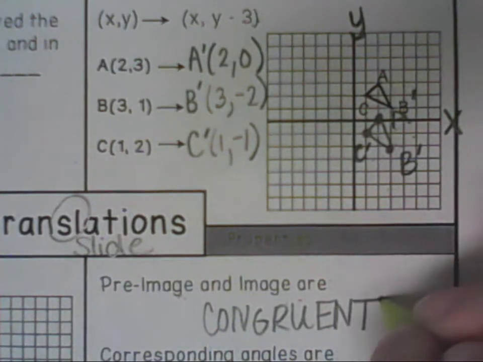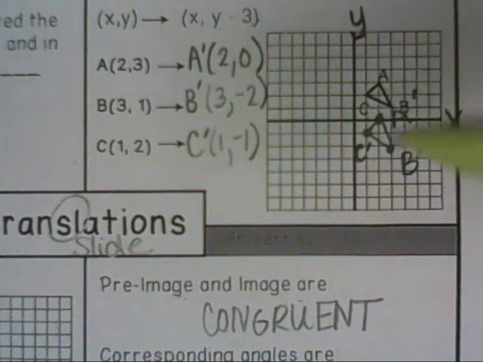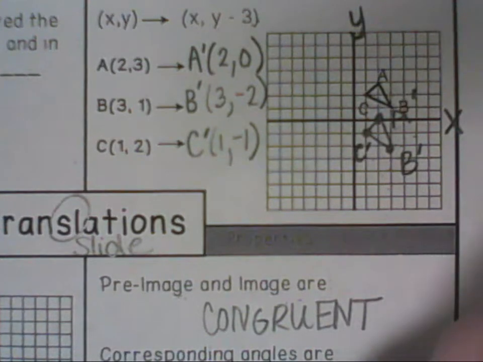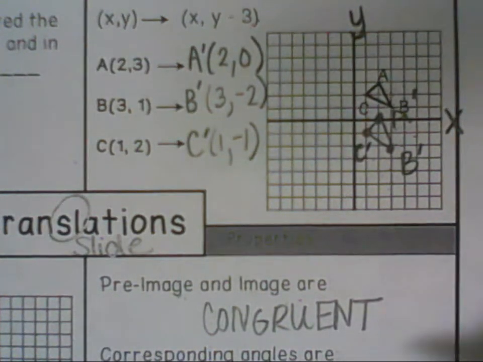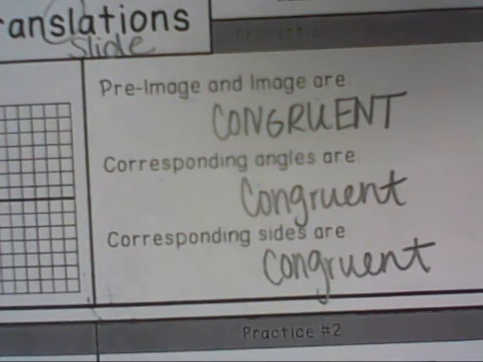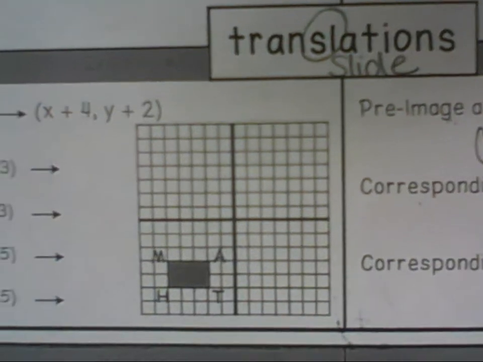Congruent. Very good. Congruent. So if the shapes are congruent, corresponding angles are congruent, and corresponding sides are also congruent. You got it. It is still the same exact shape. It's just been in a different place. It slid into a different place.